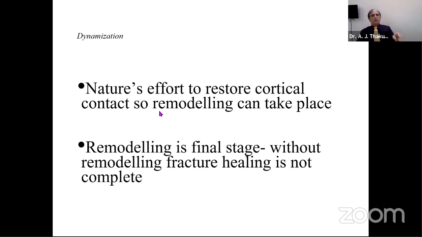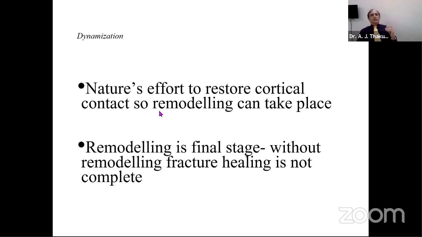Nature wants to restore cortical contact so remodeling can take place. As I said, callus formation is nature's effort to restore the cortical contact. The cortical healing takes place by cutting cones and osteocytes walking through the tunnel to the distal end. Then the direct healing, direct repair takes place. For that, it requires absolute stability. It requires cortical contact. Then remodeling takes place. That is the end of the fracture healing.